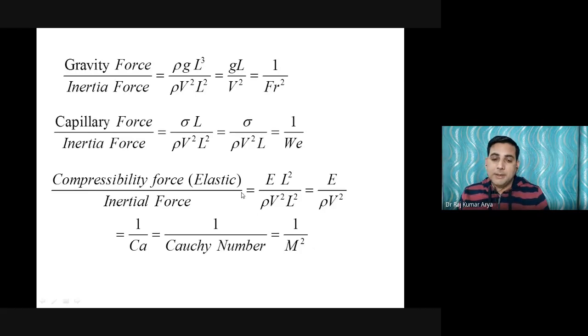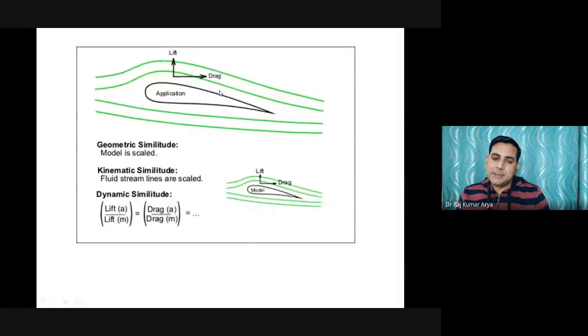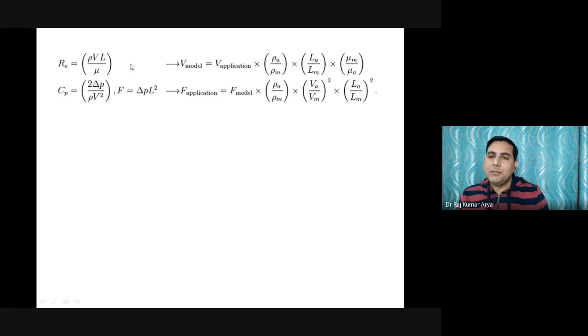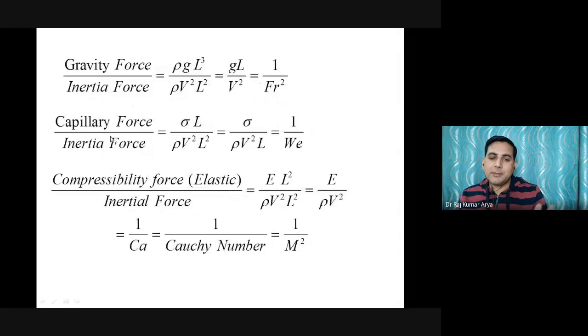Now this is again from model to prototype. I have already explained how the model and prototypes work. Now you have come to know from the previous discussion five numbers.